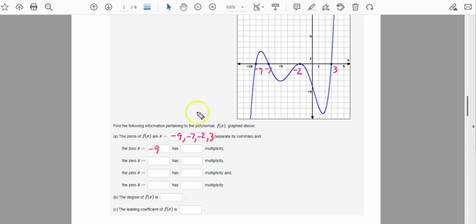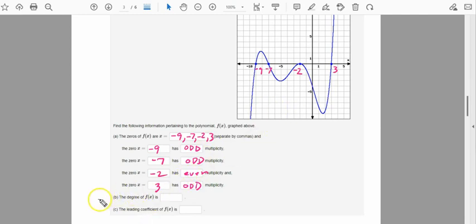Okay, so let's just go from left to right. So my 0 at x equals negative 9, what kind of multiplicity will that have? Will that have odd or even? Well, the graph crosses through, so it will have odd multiplicity. At negative 7, it crosses through, so the multiplicity will be odd. At negative 2, it touches and bounces back, so it will have even multiplicity. And at positive 3, the graph crosses through, and so the 0, 3 will have odd multiplicity.